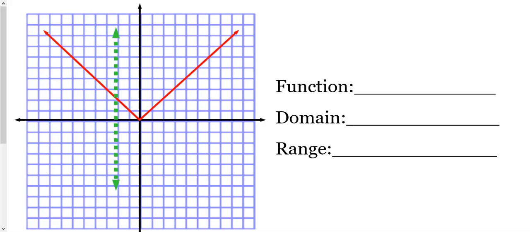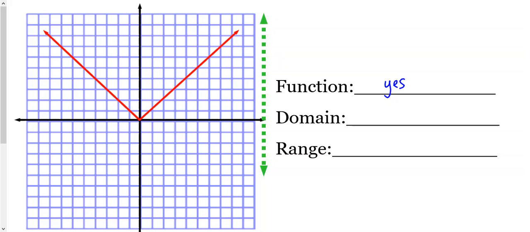Yep, looks like this side it's only touching my green line once as I move through. And on the other side it's only touching once. So it does pass the vertical line test. So we would say yes, this is a function.